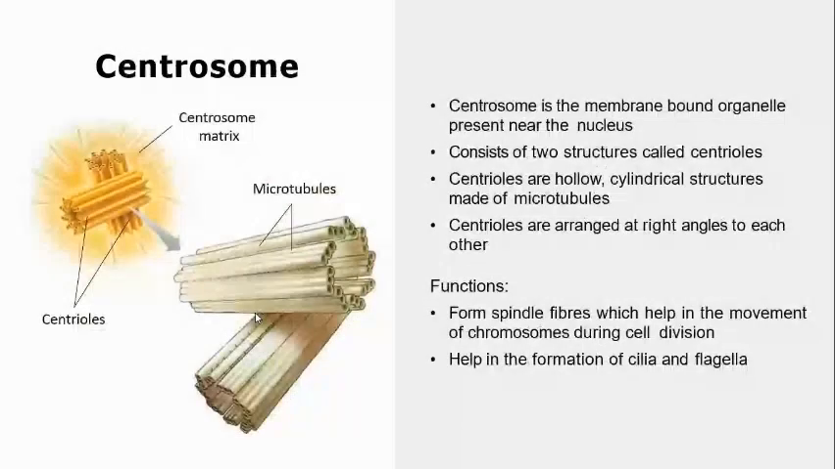Next we have the centrosome. The centrosome is the membrane-bound organelle present near the nucleus. It consists of two structures called the centrioles, and centrioles are hollow cylindrical structures made of microtubules. Now, centrioles are arranged at right angles to each other. The function is to form spindle fibers which help in the movement of the chromosomes during cell division. It also helps in the formation of the cilia and flagella.